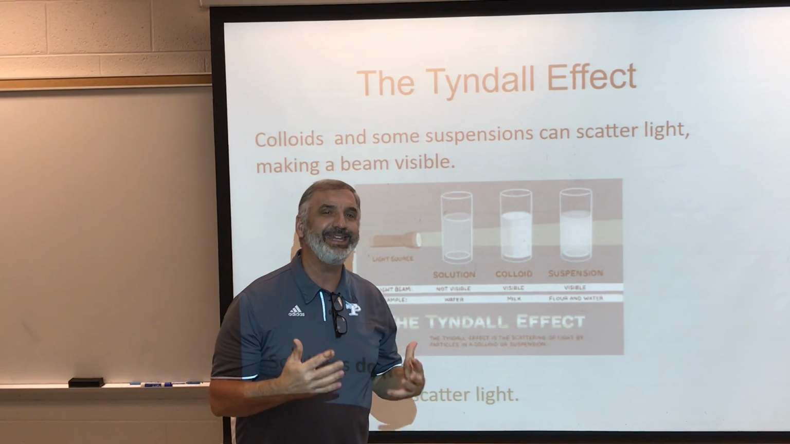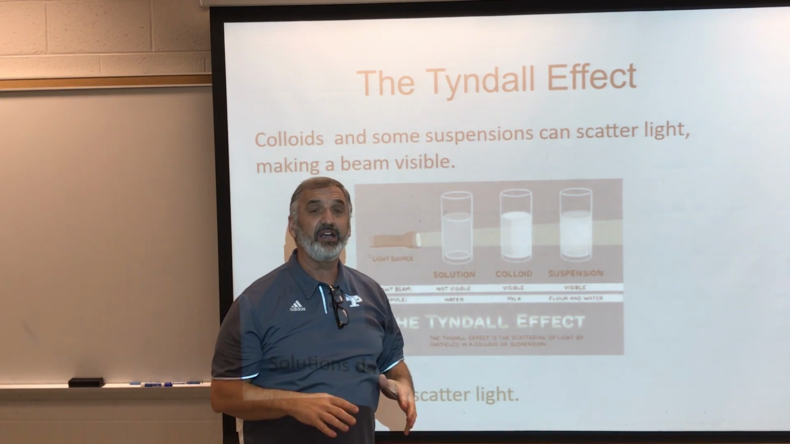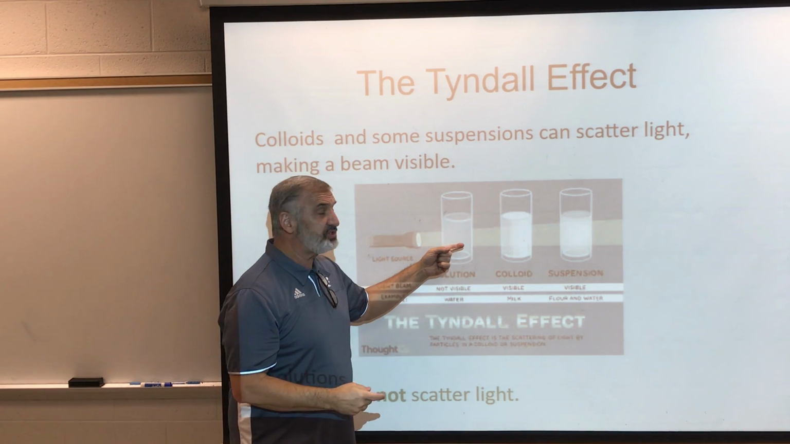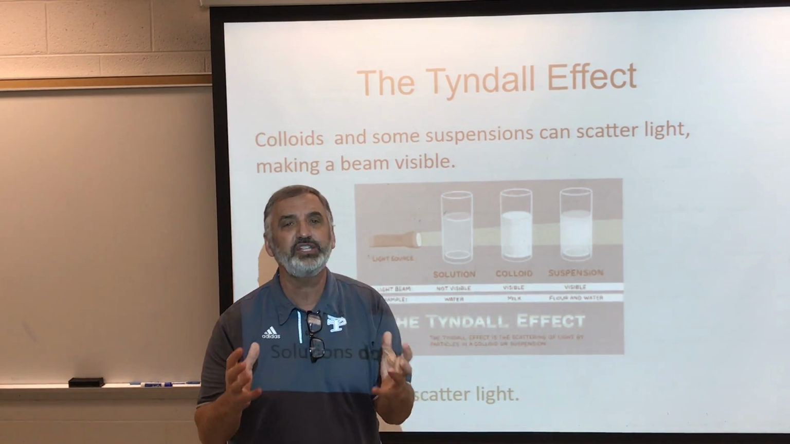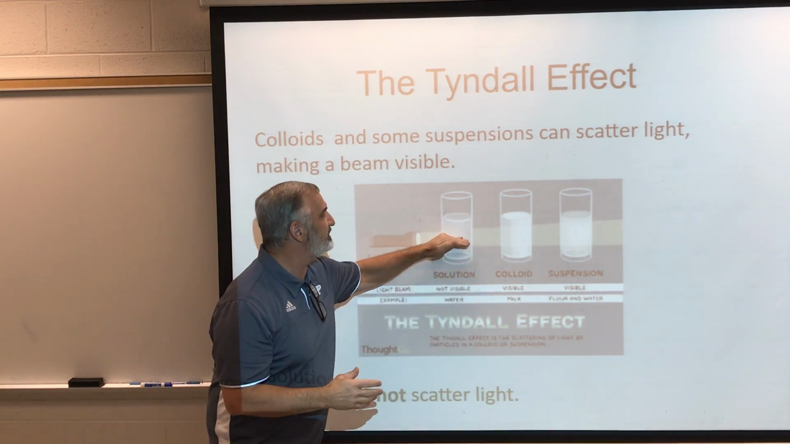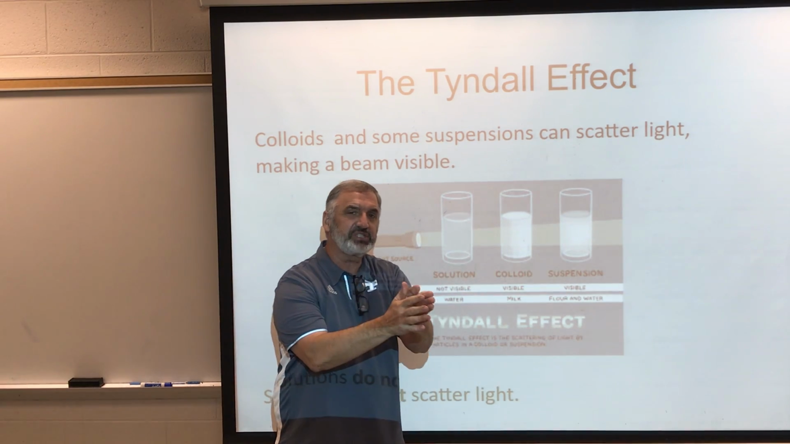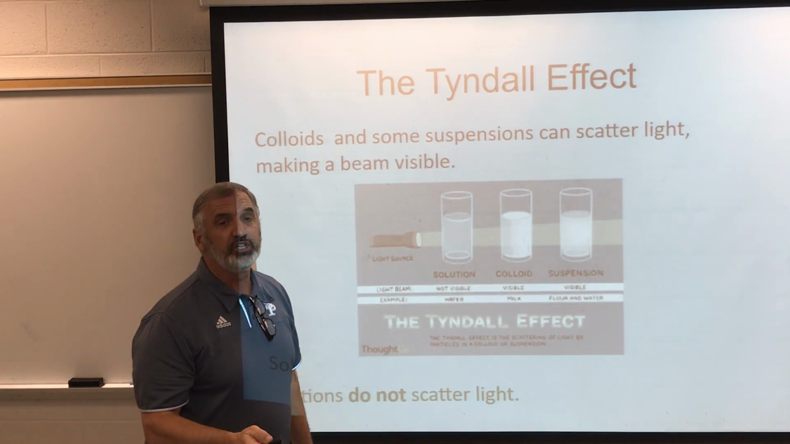However, on a rainy night, the rain is washing all that dust out of the air, and then we just have a solution of air, and as a result, you don't see the beam. Sometimes I've had to turn my lights on and off just to see, are the lights really on or not, because there's no dust in the air, nothing causing it to scatter. So colloids and suspensions will scatter the light, whereas a solution will not.